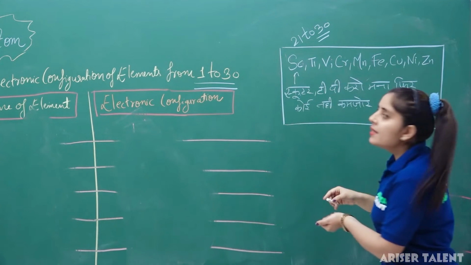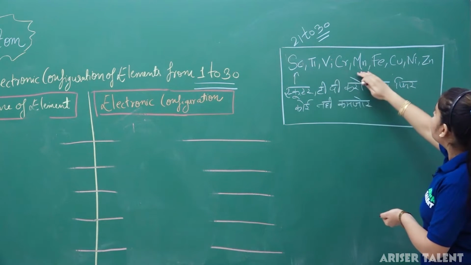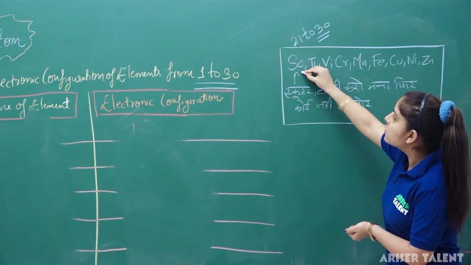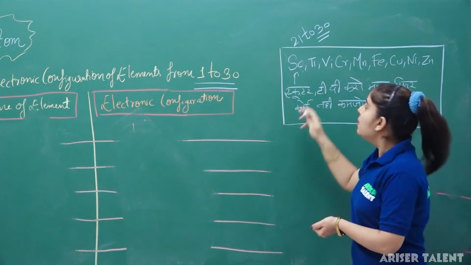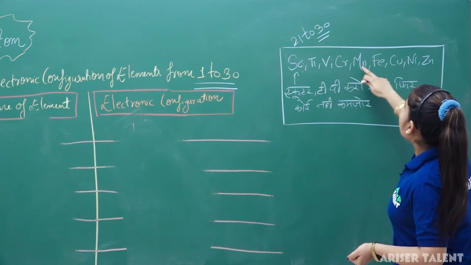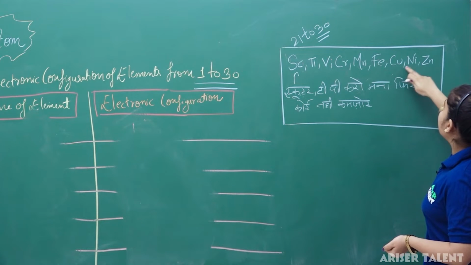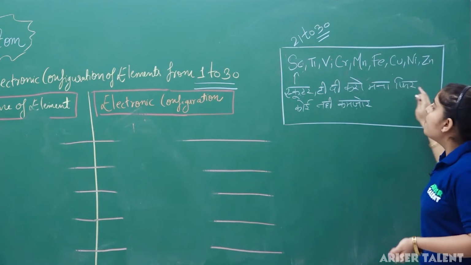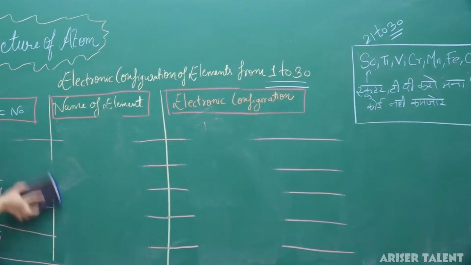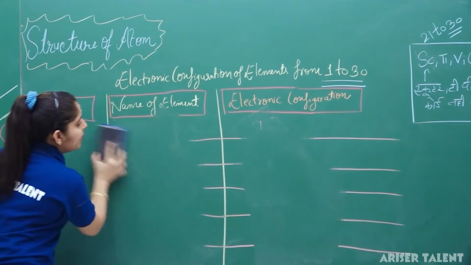So this will be the simple formula to learn the elements from atomic number 21 to 30 in the periodic table. Here scooter is for Sc, that will be scandium, Ti is for titanium, V for vanadium, chromium, manganese, iron, copper, nickel and zinc. So this is a simple syntax to learn this formula. Now we will write the electronic configurations from atomic number 21 to 30.